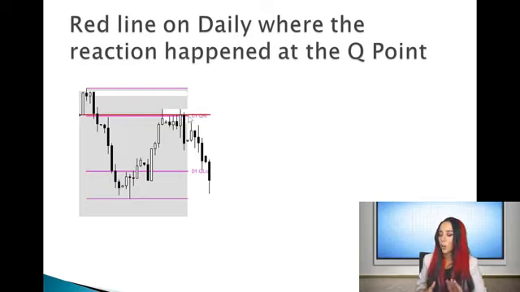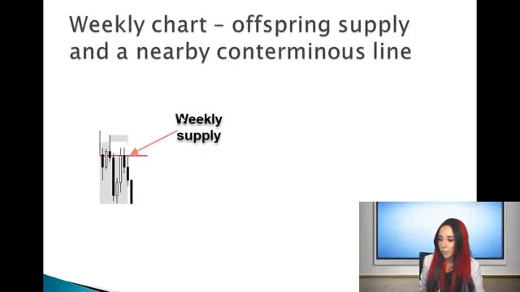So let's switch to the weekly chart and see where this move is. And there it is. It's a nearby weekly supply and a conterminous line right around the area where that move happened. So this means that the entire cue point area that I marked from the daily chart was already touching that supply on the weekly. Funny that.